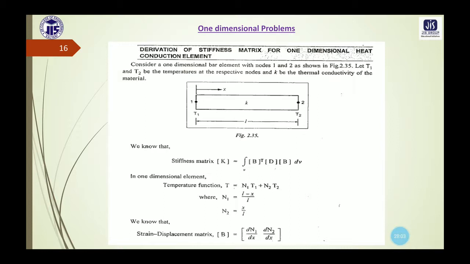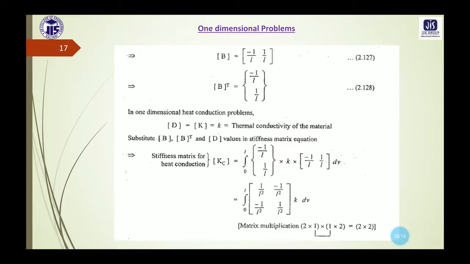Earlier we have seen the formula of the strain displacement matrix, that B equals the row matrix of dN1/dx and dN2/dx. So if we perform the differentiation of N1 and N2 with respect to x, we get the B matrix, which is the row matrix of minus 1 by L and 1 by L. So B transpose will be a column matrix, because B is a row matrix. B transpose is the column matrix of minus 1 by L and 1 by L.